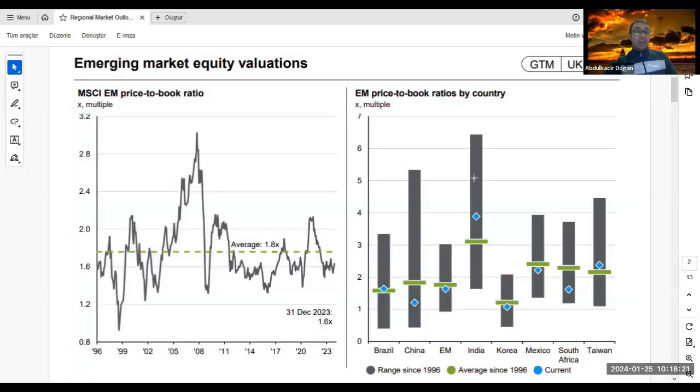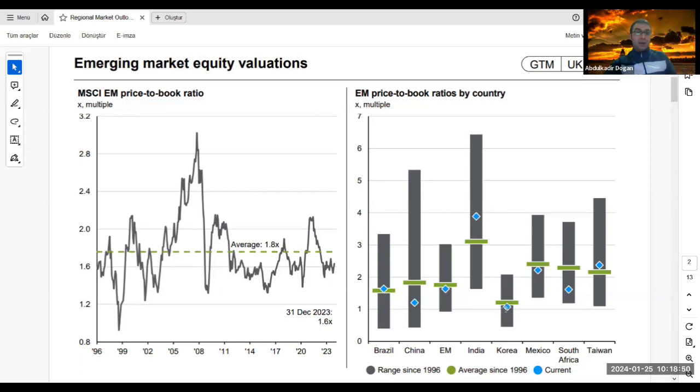So for India, the average line is here, but the current is here, meaning that the average is less than the current prices. So India is really expensive today in the emerging market economies. If I want to buy any asset, any stock in India, it is expensive compared to China or compared to Brazil. Okay, you will look at the indicators in this style.